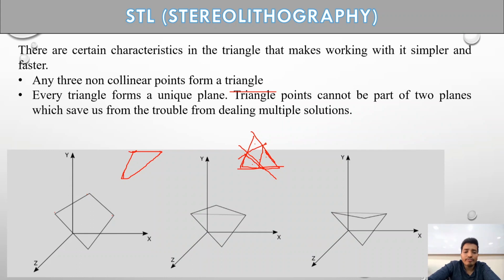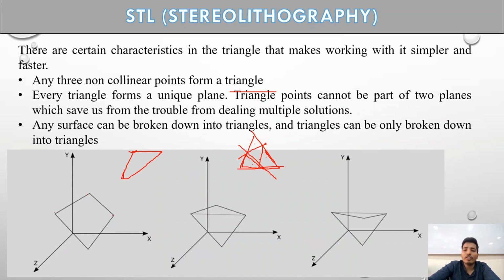Here, if a triangle is a boundary, this is a shape. If you bend from this line, you can see it over here. If you bend from this line, you again get a triangle. So bending anywhere will get a triangle only. That's the reason we are using triangles.